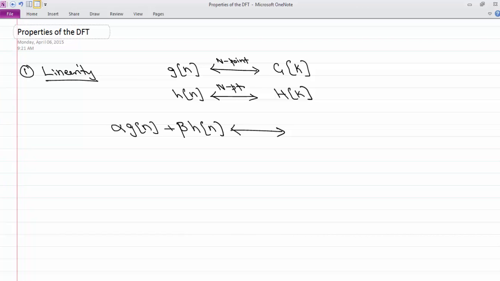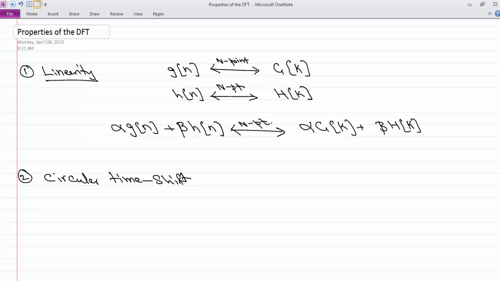The main thing is that in this linearity property, the number of points that you are calculating must be the same. Okay? So for alpha g[n] plus beta h[n], if you still compute the N-point DFT, then the DFT of this sequence will be alpha G[k] plus beta H[k]. So nothing new here. But the second property is something which is unique to the DFT. And that property is called circular time shift.